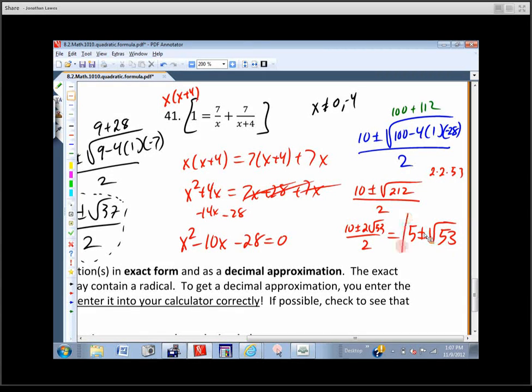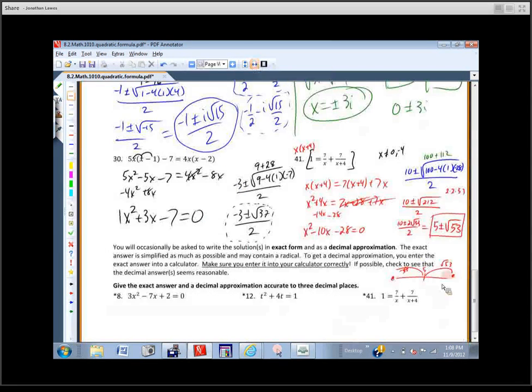And notice, those are conjugates. One of the answers is 5 plus radical 53. The other one is 5 minus radical 53. These two numbers are equally spaced about 5. So if 5 was sitting right here, I'd go radical 53 this way to get to this answer, and I'd go negative radical 53 to get to this answer over here, but they'd be equally spaced. Any questions there?